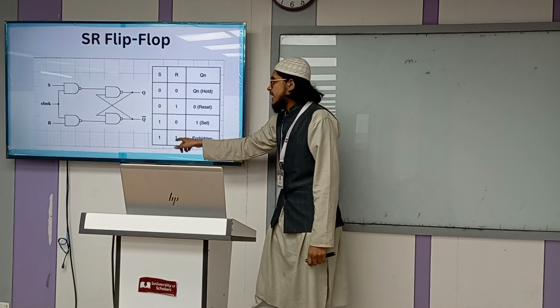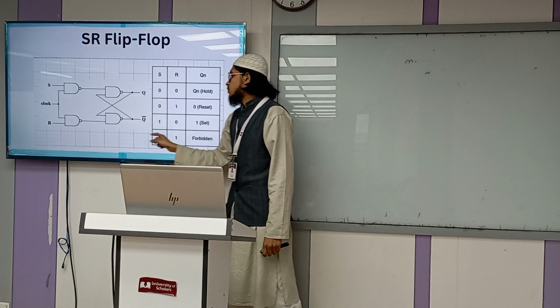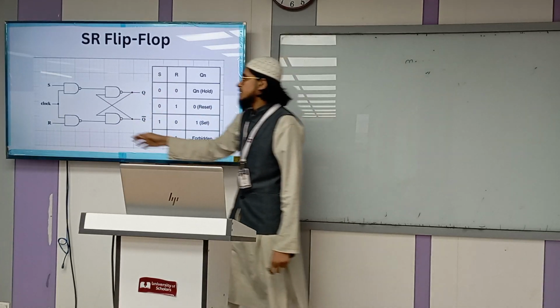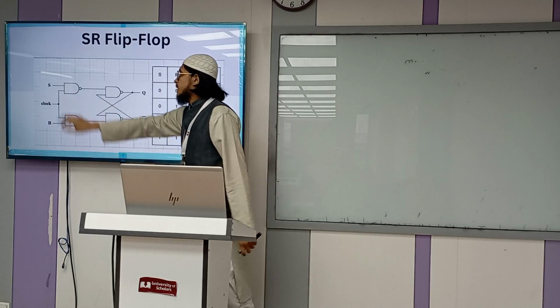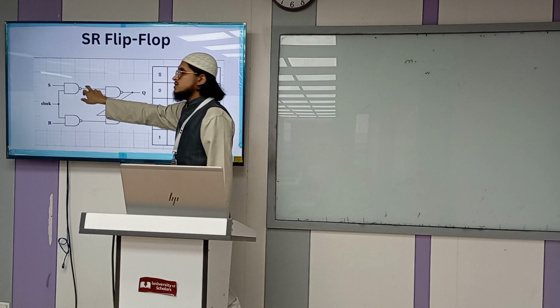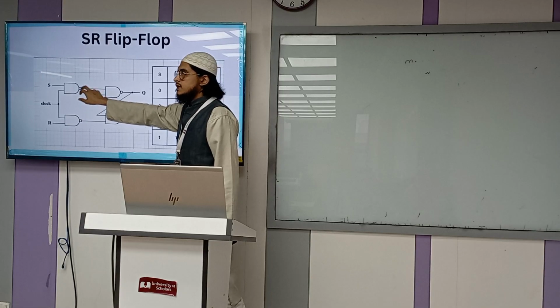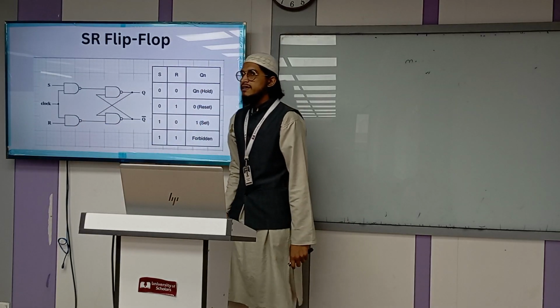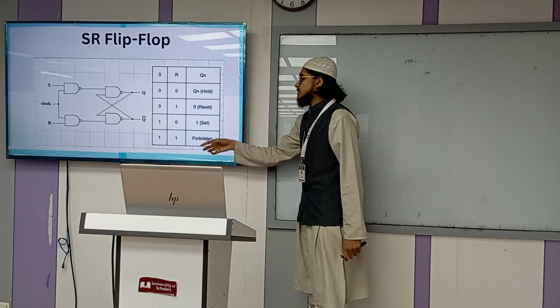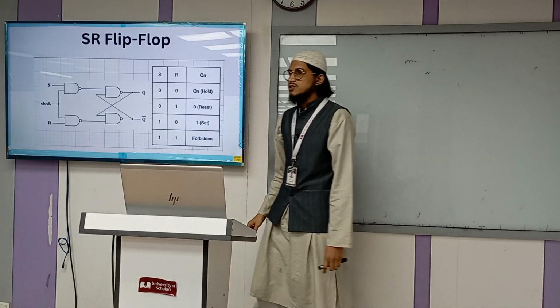But if I apply both S and R as 1 and 1, what will happen? Say here is 1 and here is 1, I don't know what is going to be the output. It must be 0 or 1. I have different cases. For that, we call it a forbidden or invalid situation.